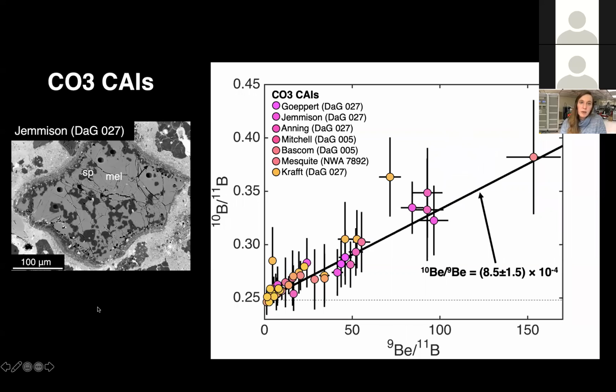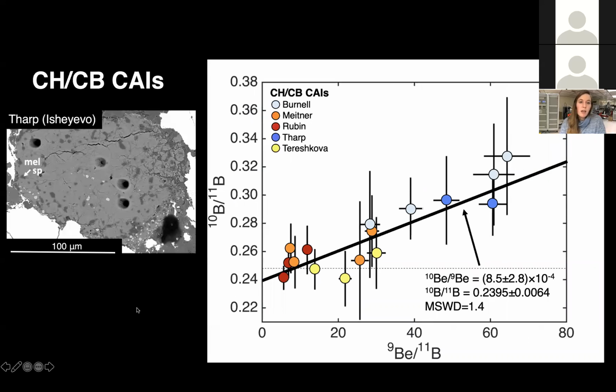And the next group is CO3 CAIs. I measured a bunch of them. Here's an example, Jemison, which is in this pink color. It's also very melilite rich with some spinel. In this picture, you can see my SIMS pits. These little holes right here are where the data points are on this plot. Again, the data mostly lie on one regression line of 8.5 plus or minus 1.5 times 10 to the minus 4.